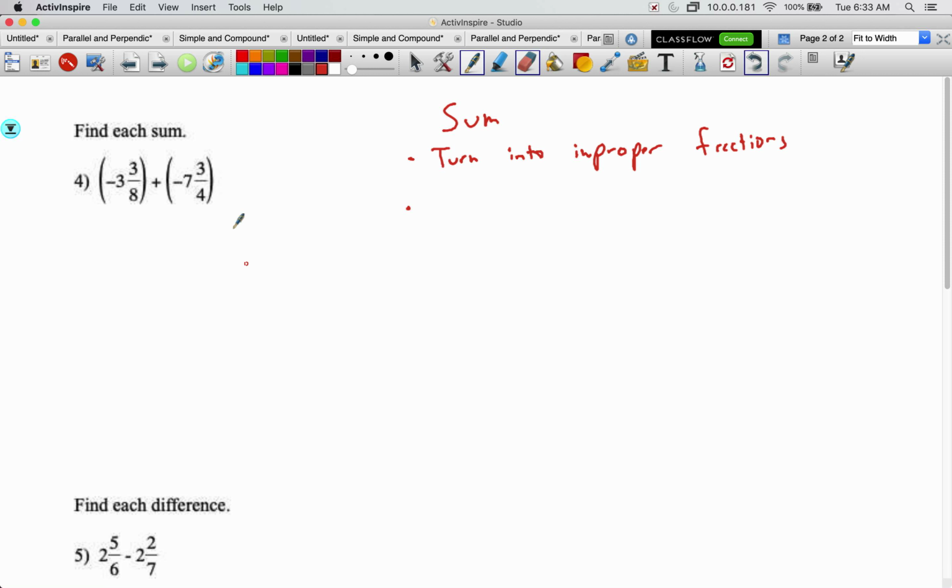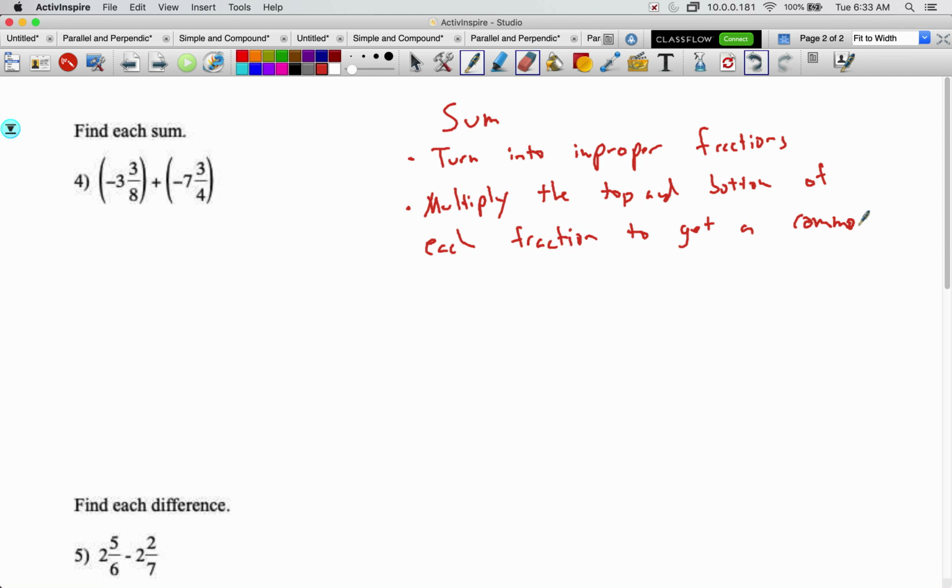All right, and then this is a tricky step. We need to multiply the top and bottom of each fraction to get a common denominator. Multiply the top and the bottom of each fraction to get a common denominator.